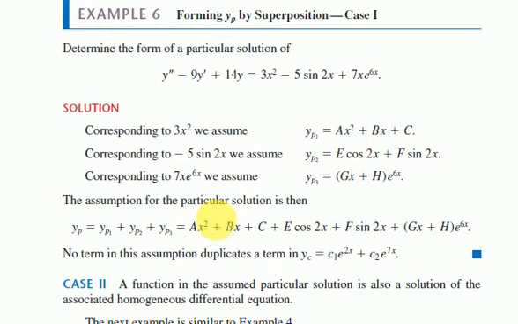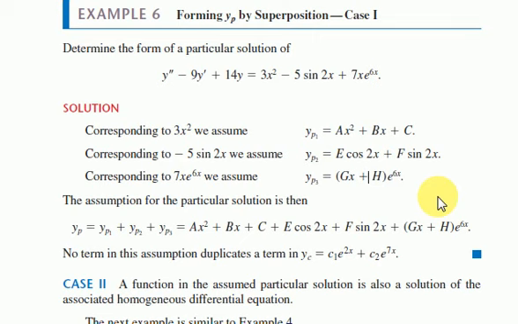Now we will first differentiate to get yp dash, then yp double dash, and put them in the equation, comparing the right hand side with the equation. We will find the unknown or undetermined coefficients. So this is how we find the particular solution for different kinds of g of x, or for different kinds of right hand side function.